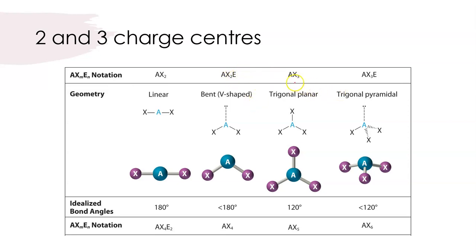Okay, then we can have AX3, which is our trigonal planar, remembering that a lot of our trigonal planar molecules are shown with boron, but we can also see that with organic compounds where we have a C double bond O going out to two other groups as well. And then we have our trigonal pyramidal with ammonia, or molecules where we have 3 bonding pairs and 1 lone pair on top. And the bond angle there will be less than 120 degrees as well.